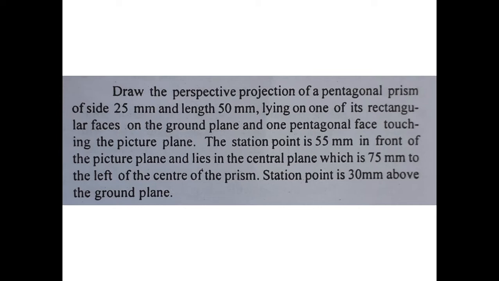Now the station point is 55 mm in front of the picture plane and lies in a central plane which is 75 mm to the left of the center of the prism, and it's also 30 mm above the ground plane. Also it is 55 mm in front of the picture plane and 30 mm above the ground plane. These are the observations. I will start the drawing first.